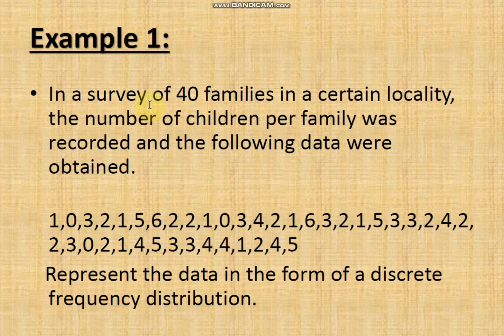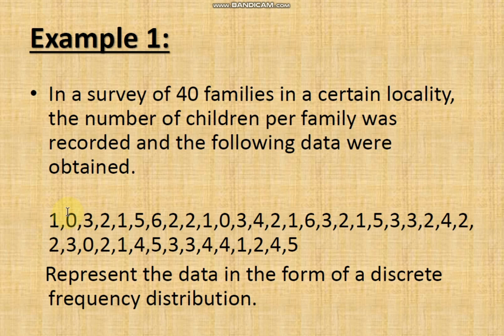In a survey of 40 families in a certain locality, the number of children per family was recorded and the following data were obtained. This data contains 40 families, with the numbers written here being the number of children each particular family has. For example, this represents the first family. This family has one child.